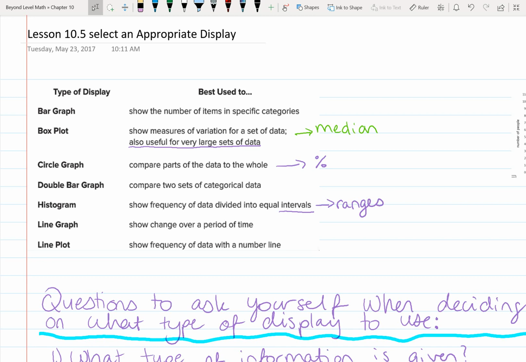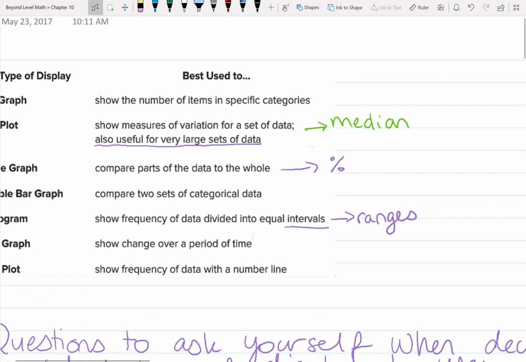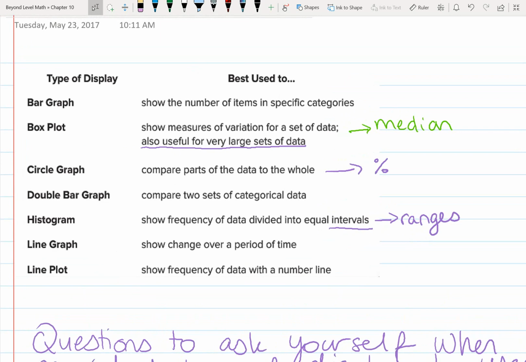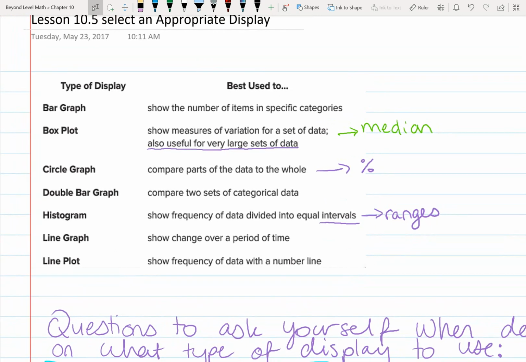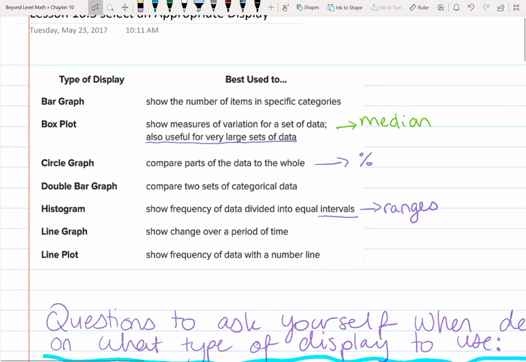Box plot is the box and whisker plot. So we've just spent quite a little bit of time working through those recently, so we should be okay with that. That's where we need to work with our median and our quartile 1, quartile 3. So we're okay there. Circle graph is comparing parts to a whole.